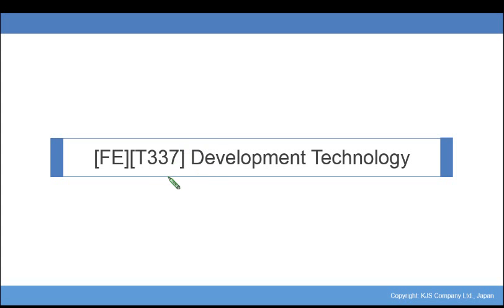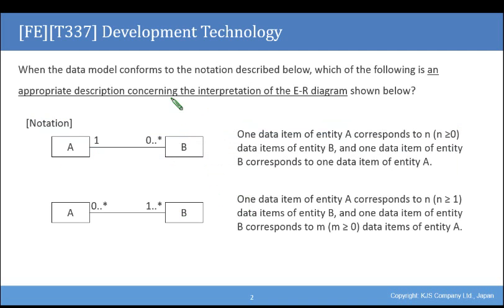This is T337, Development Technology. When the data model conforms to the notation described below, which of the following is an appropriate description concerning the interpretation of the ER diagram shown below? So the ER diagram is on the next slide, but first of all let's just go through the notation that we have here.